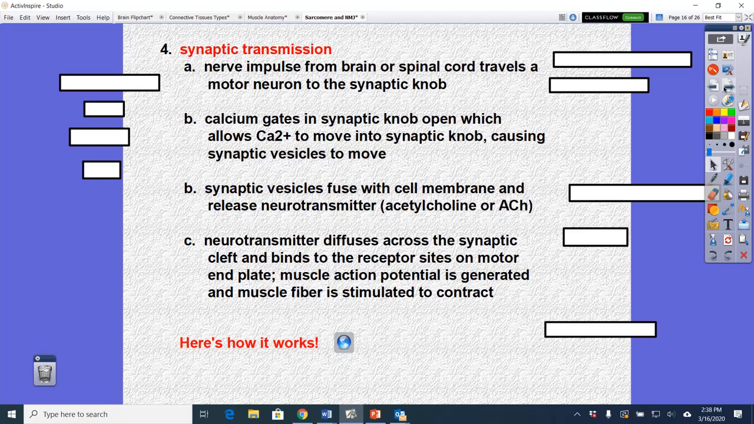It won't contract yet. Okay, there's got to be a couple other things that happen inside the muscle fiber, but again, the light is turned green. We just got to put our foot on the gas pedal from here on out. So that stimulation, again, is just signaling the muscle to contract, not necessarily causing it to fully contract.